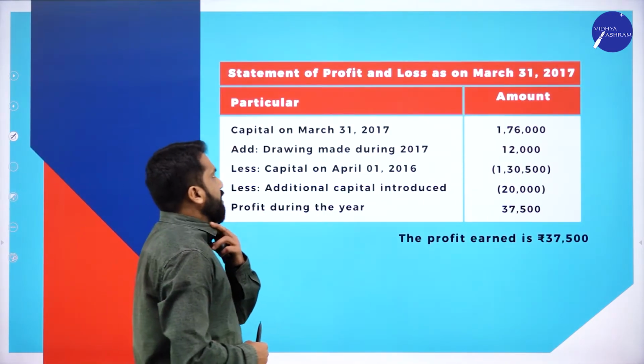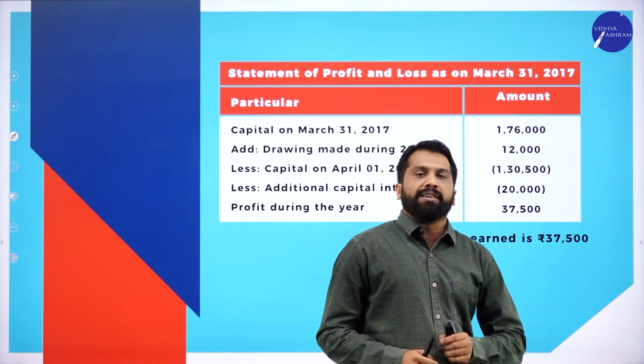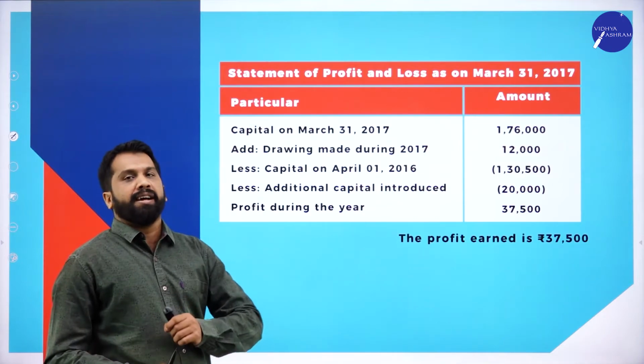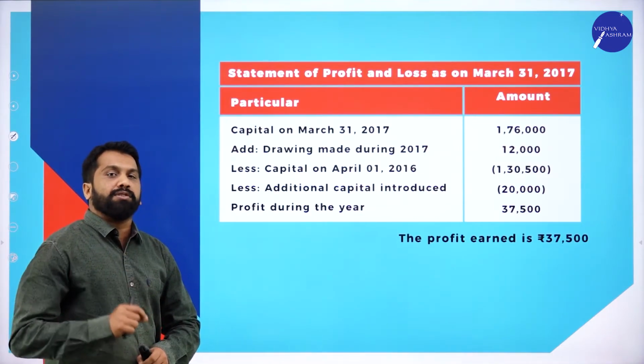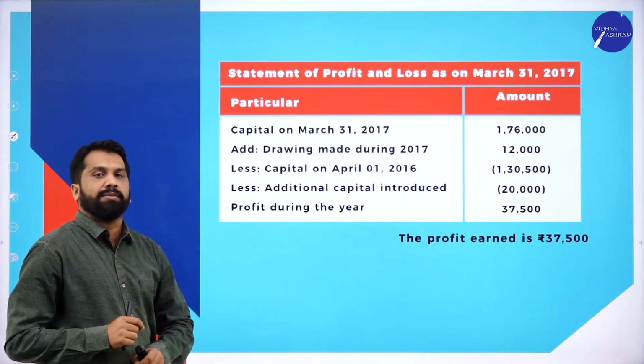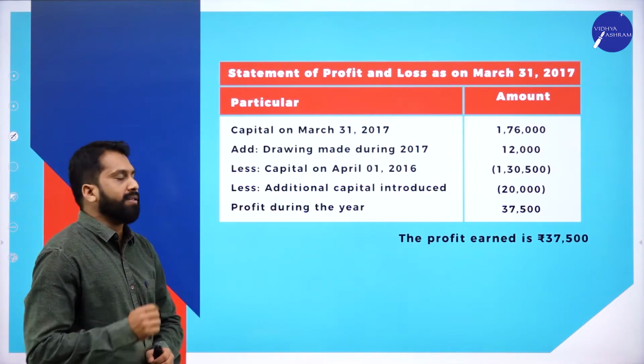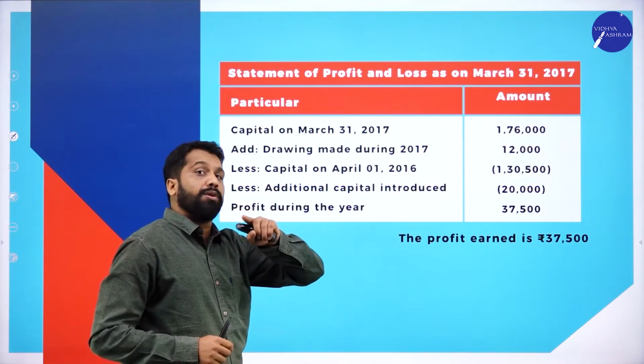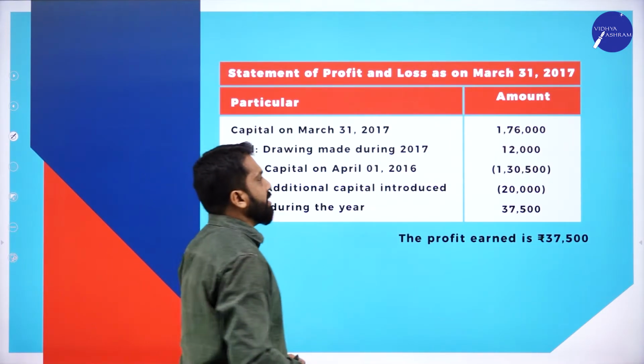Statement of profit and loss as on. You can call it as profit or loss, or else sometimes they will give it as profit and loss. Normally we have to use profit or loss account because together it cannot happen. Now, profit or loss account, we have to start with what? Closing capital.